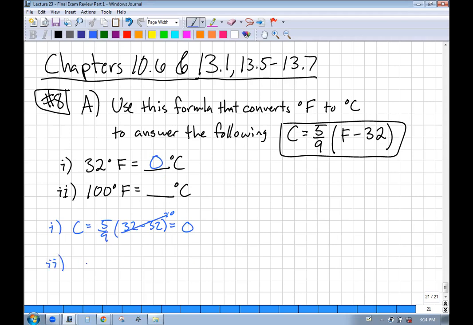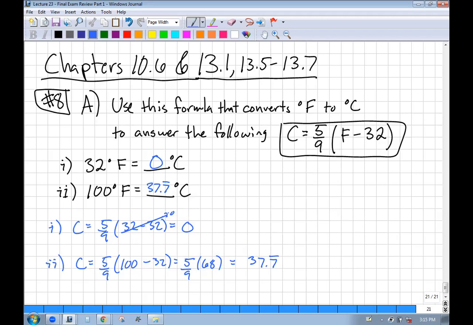Part 2, we have 5/9 times 100 minus 32, which is 5/9 times 68. All right, I'll use my calculator. 68 times 5 divided by 9, and this is 37.7, well, to be exact, I can be exact here, 37.7 with a bar over it, degrees.